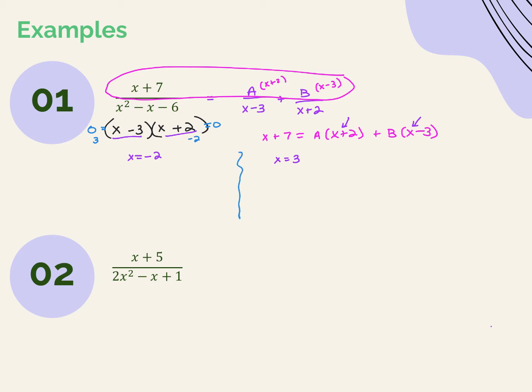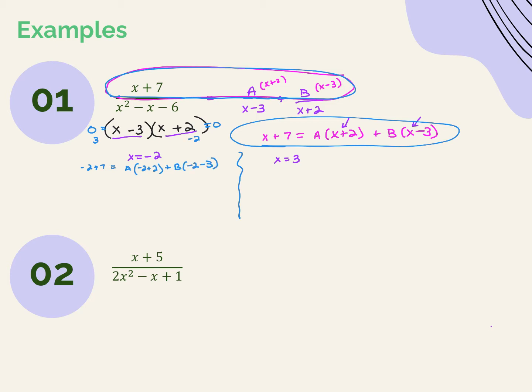Now we're going to do this twice. We're going to plug that value into everywhere there's an x in this statement. So I get x plus 7, so -2 plus 7 equals A times -2 plus 2 plus B times -2 minus 3. I get 5 equals A times 0, remember that was the goal, plus B times -5. This cancels out. 5 equals B times -5. Divide both sides by -5 to isolate the B, and I get B is equal to -1.